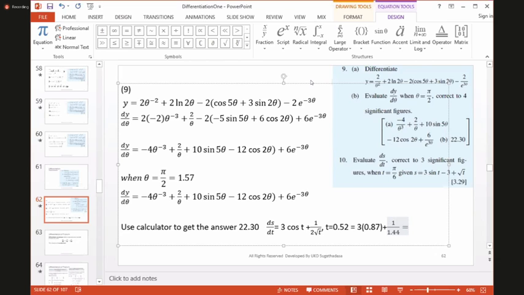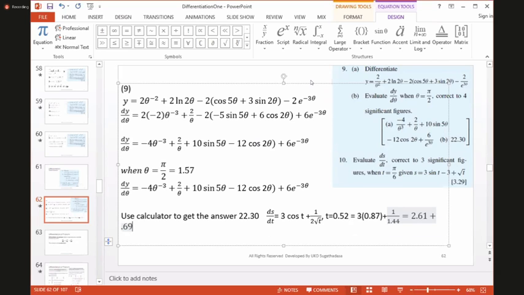3 times 0.87, yes, that is 2.61. Plus 1 divided by 1.44 to 2 decimal places, that is 0.69. 0.69 appears in the other line, right?